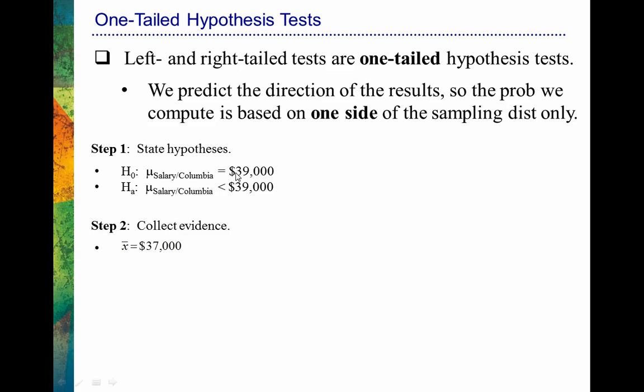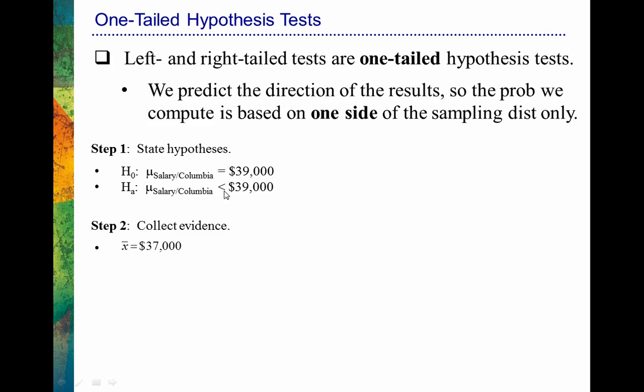Here's an example. Let's say that Columbia University states that their graduating students earn on average $39,000. That would be the null hypothesis, that the salary for these students equals $39,000. But let's say that some independent research firm believes that that's not the case, that it's an overinflated value and that the graduates actually earn less than $39,000. If we structured it this way, this would be an example of a one-tailed test. We're predicting clearly that the population average salary for those Columbia students is less than $39,000.